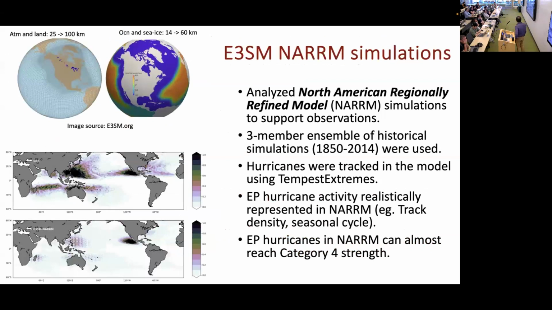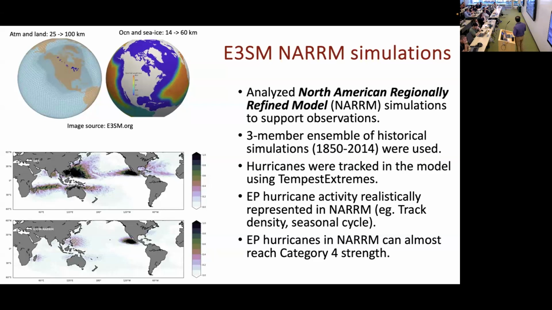So to do this, we look at E3SM NARM, which stands for the North American Regionally Refined Configuration. So in the top two panels, you have the mesh. The atmospheric grid varies between 25 to 100 kilometers centered over the North American region. And then the ocean and the sea ice grid is to the right, varying between 14 to 60 kilometers.